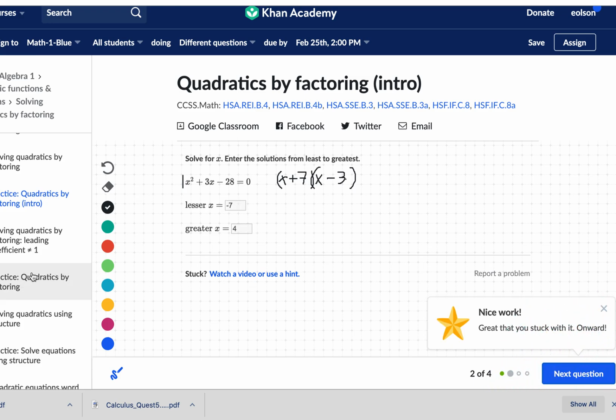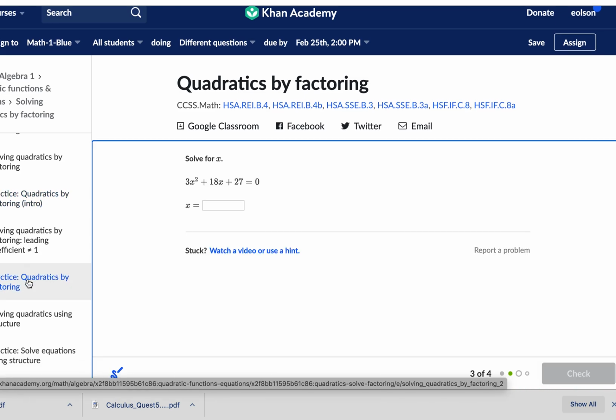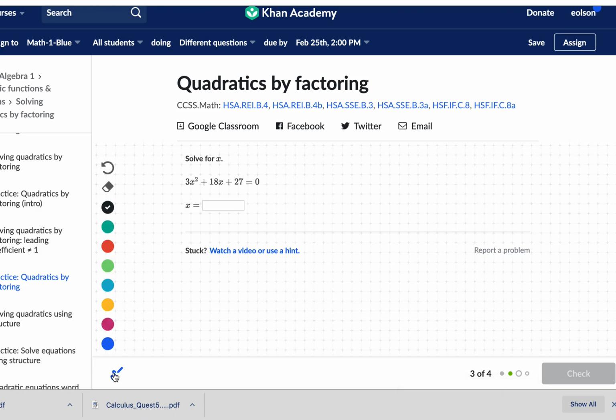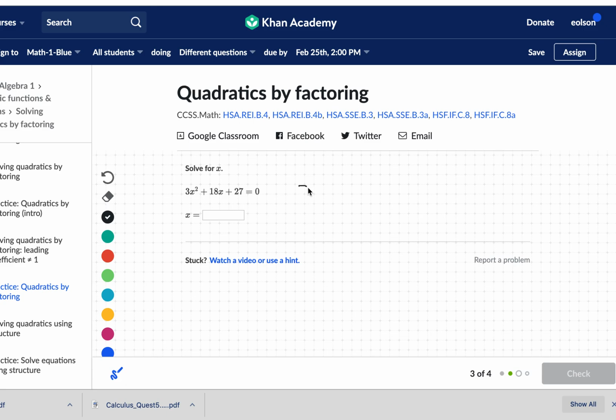Okay, the other practice is this one where we have to consider taking out a number first. That's where we look and we see 3 and 18 and 27. I hate it when there's a number in front of the x squared. It makes it so much more difficult, but luckily I can take a 3 out of everywhere. So when I do that, I take that 3 out, I write it outside, and then I consider the whole thing that would be left over.